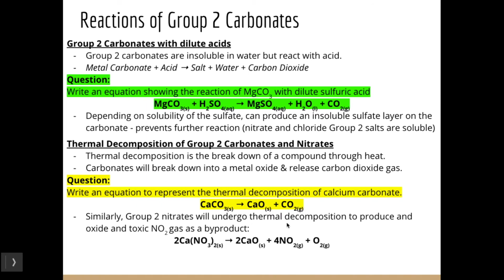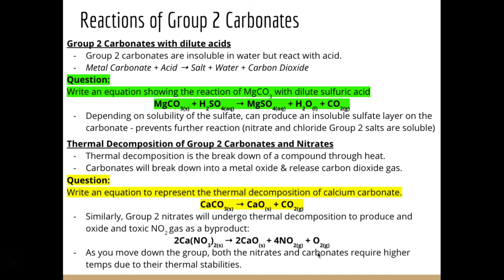Group 2 nitrates undergo a similar thermal decomposition. This time instead of the carbonate, we have the nitrate and we form the oxide, but we also produce toxic nitrogen dioxide gas and oxygen as well.